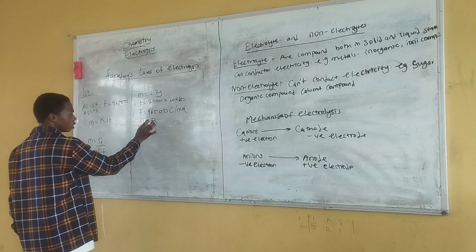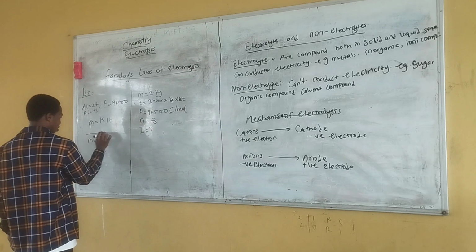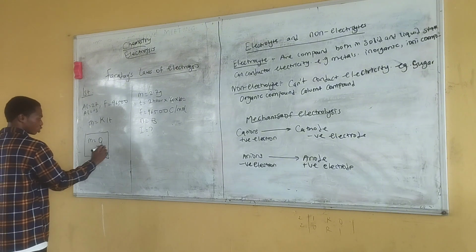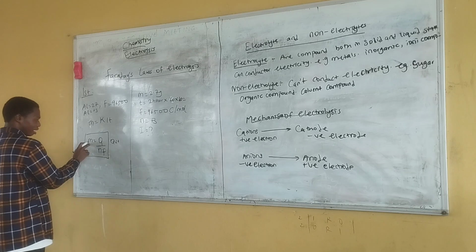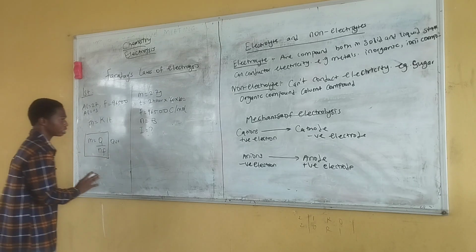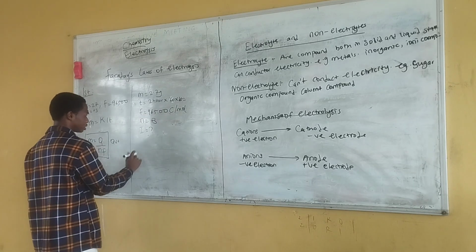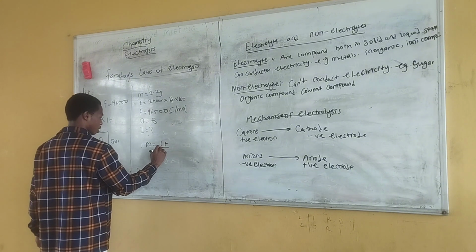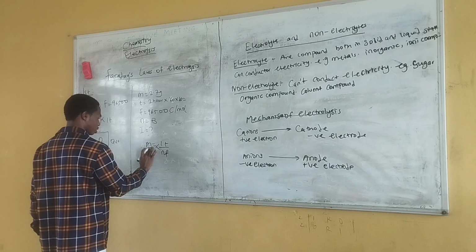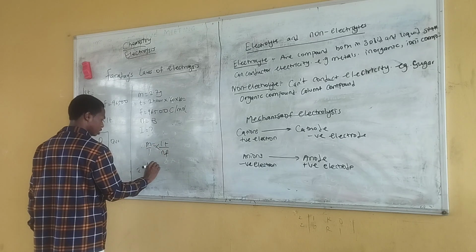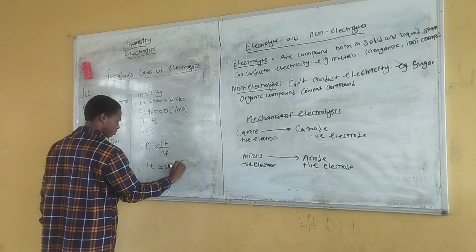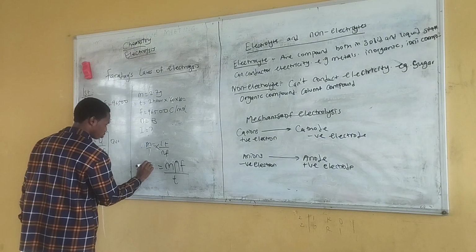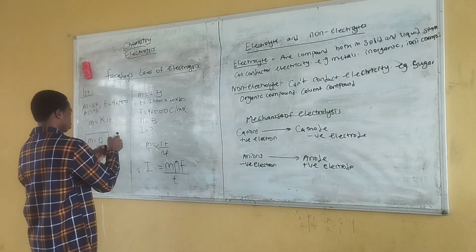Then n is equal to 3. Remember, I'm using the formula, note this formula, that M is equal to Q over nF, but Q is equal to IT. So you can say M is equal to IT over nF. You get? So we're looking for I, the current. First things first, we make I the subject of formula. M is equal to IT over nF. Cross multiply: IT is equal to MnF, so therefore I is equal to MnF over T.